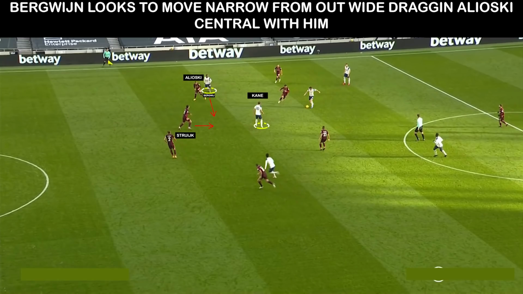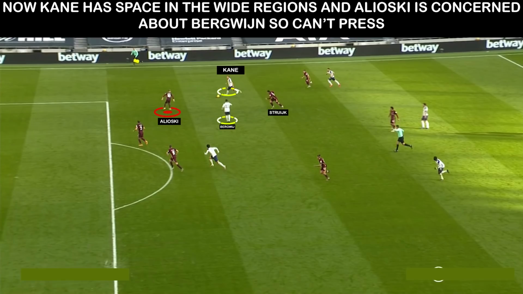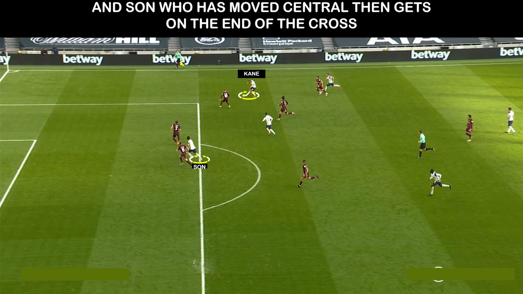This is how their second goal comes about as well. Højbjerg plays the ball into Kane, and we see Bergwijn immediately move central, drawing in Alioski. Kane turns Struijk, and Alioski can't get touch tight as Bergwijn is free. This gives Kane the room to find Son for his 100th Spurs goal.